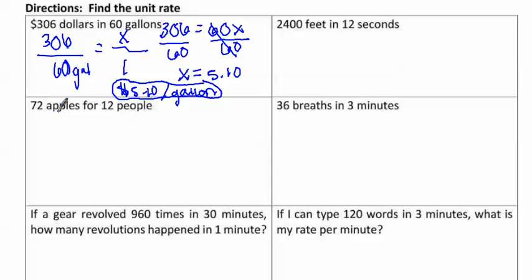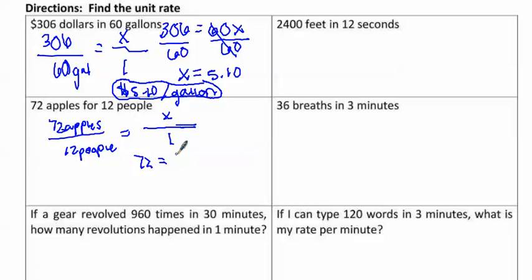For 72 apples for 12 people, I'm going to find 72 apples for 12 people. So you want to find how many apples there are for every one person. 72 times 1 is 72. 12 times x is 12x.